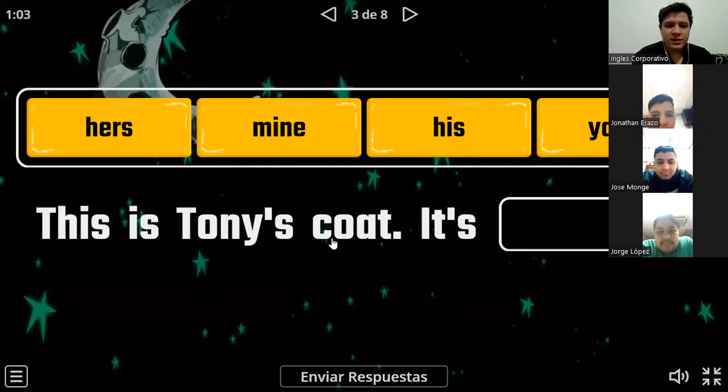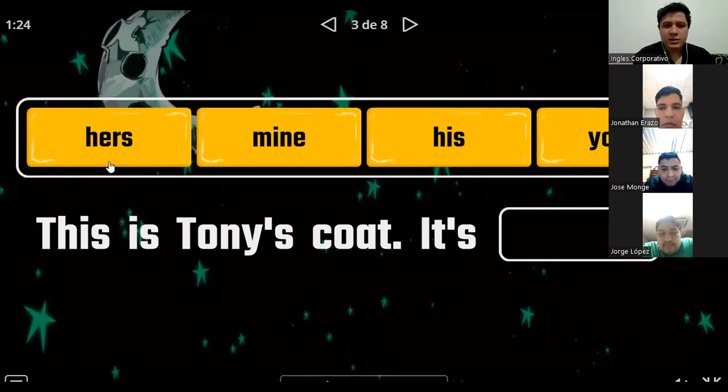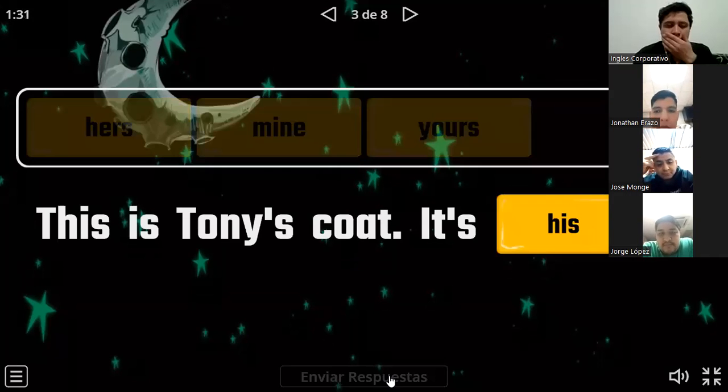This is Tony's coat. Okay, what is coat, chicos? Do you remember coat? Era el abrigo, right? Este es el abrigo de Tony. Okay, this is, este es el abrigo de Tony, ¿ok? Recuerden que se leía al revés, right? El abrigo de Tony, ¿ok? It's, ¿cuál sería, chicos? Okay, José say his. What about the rest? Jamie let his. Okay, it's his. Es de él. Perfect. Now let's see this one.